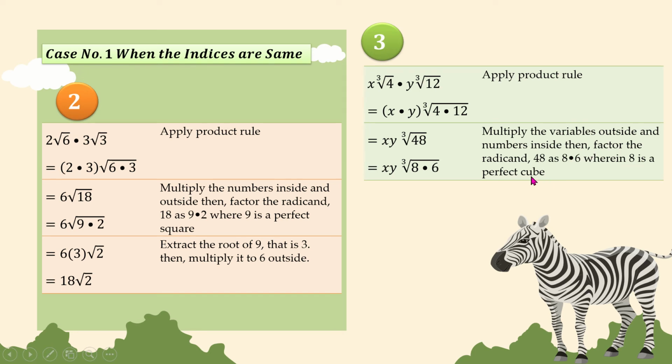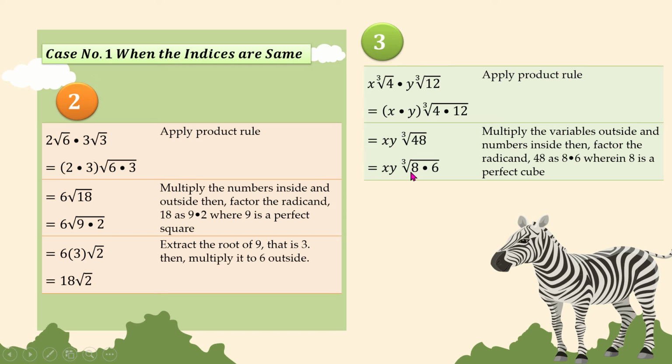Wherein 8 is a perfect cube. What is 8 times 6, sir? Okay, remember, what is the index? Index is 3. So we read that one as cube root. Therefore, the factor of 48 that is a perfect cube is 8. 8 times 6 is 48. 8 is a perfect cube, right?